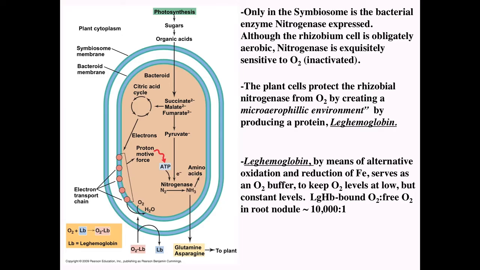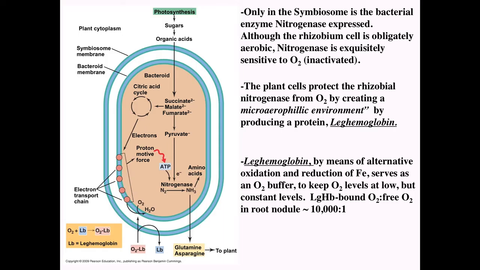So what happens is that as the electrons pass through the electron transport chain, they can reduce oxygen to water because oxygen is being supplied in the bound form, not in the free form as is occurring in you and I. This allows this symbiosome to have vanishingly small free oxygen levels. And it's because of those vanishingly small oxygen levels that nitrogenase can actually be expressed and reduce atmospheric nitrogen to the usable form of ammonia.